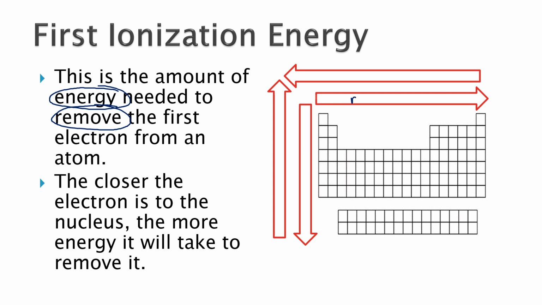So if the radius decreased going to the right on the periodic table, the ionization energy will decrease going to the left. And if the radius increased going down a group, then the ionization energy will increase going up a group. So they're opposites to each other because the smaller the radius, the harder it is going to be to pull off that first electron.